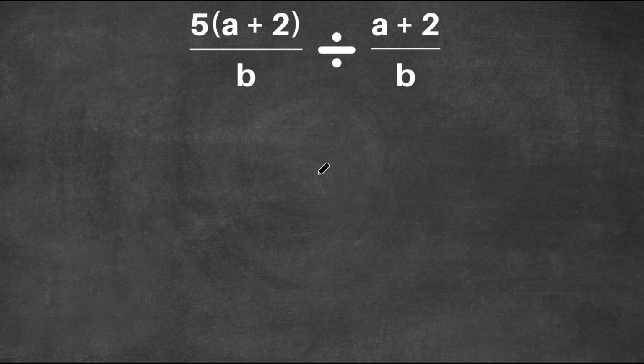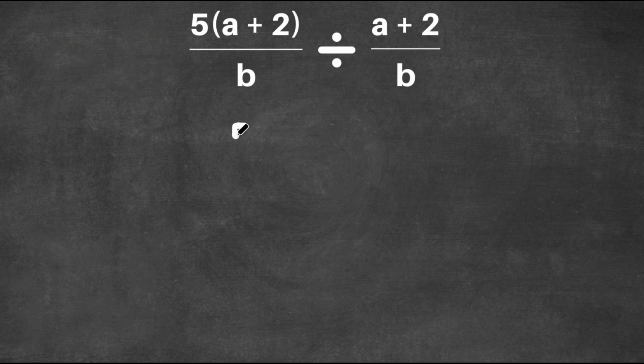In today's video, I'm going to be teaching you guys how to divide rational expressions. So right here we have this problem, 5 times (a plus 2) over b divided by (a plus 2) over b. And before even attempting to solve this problem, let's go back to fractions. Do you guys remember how to divide fractions?